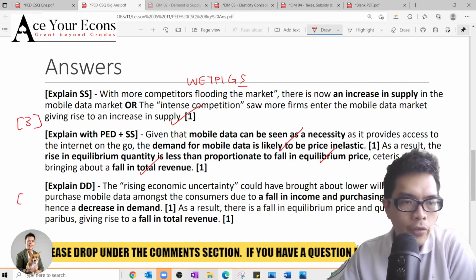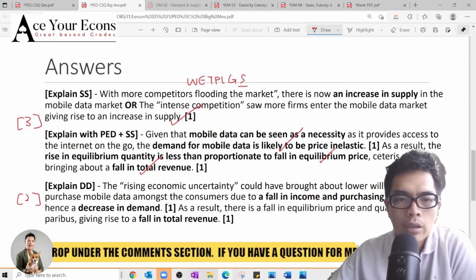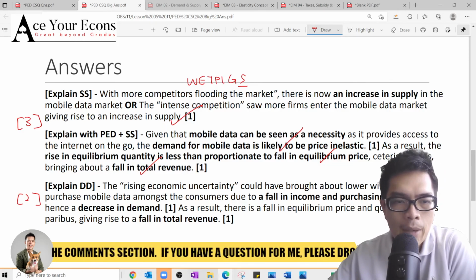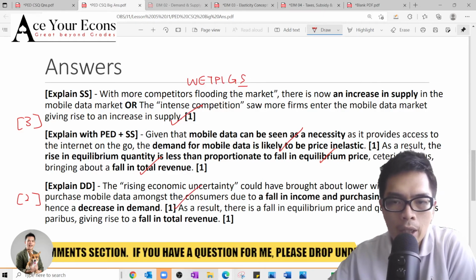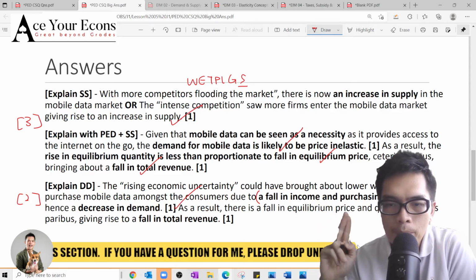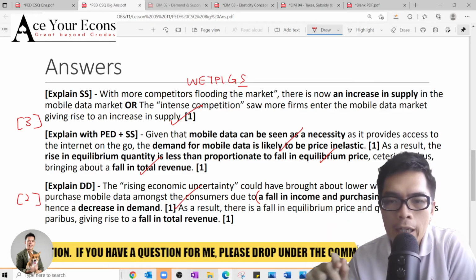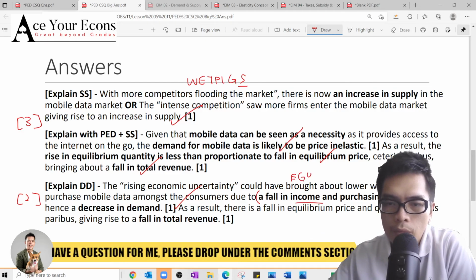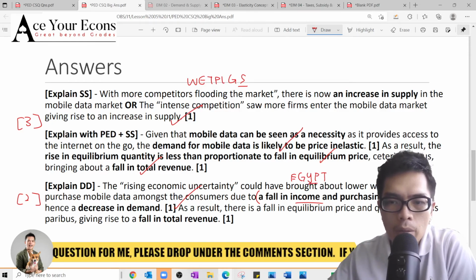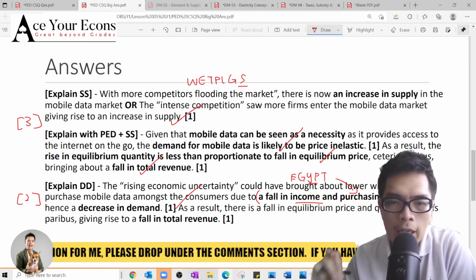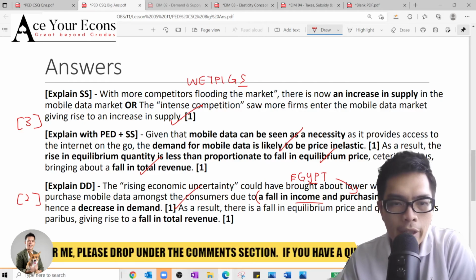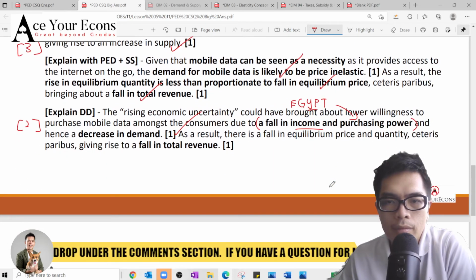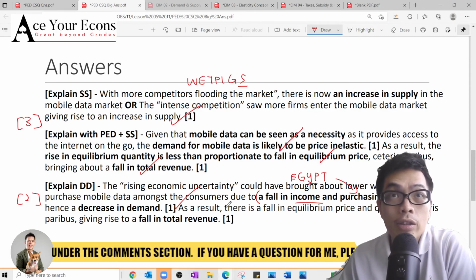The next 2 marks are to be allocated for the demand factor. So you want to illustrate that rising economic uncertainty will lead to a fall in income and purchasing power and a fall in demand. I want you all to check this. These two are important criteria for the income factor. You need to relate to income, see YED. And you need to relate to purchasing power. Income and purchasing power come hand in hand. Then we can deduce that there is a fall in demand.